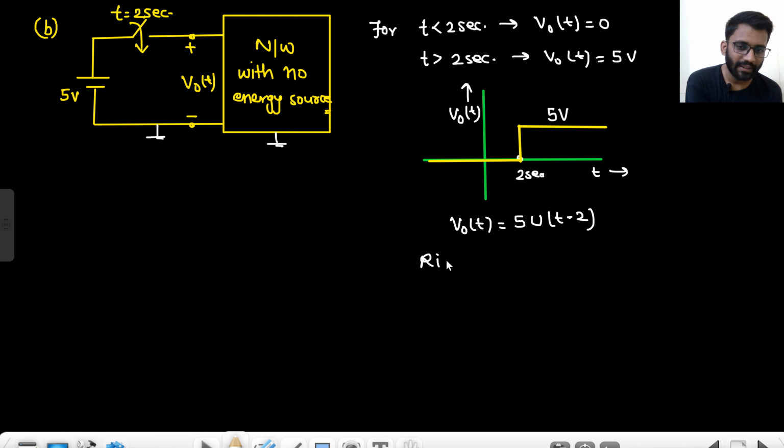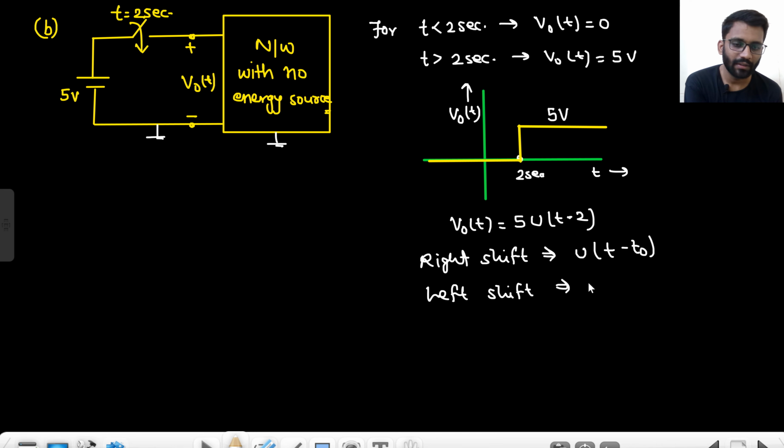So if there is a right shift, that means u(t minus t0). And if there was a left shift, you could have done u(t plus t0). Okay. So just make the graph and then you will be able to realize. Okay. So I can think of a question. One backup question.